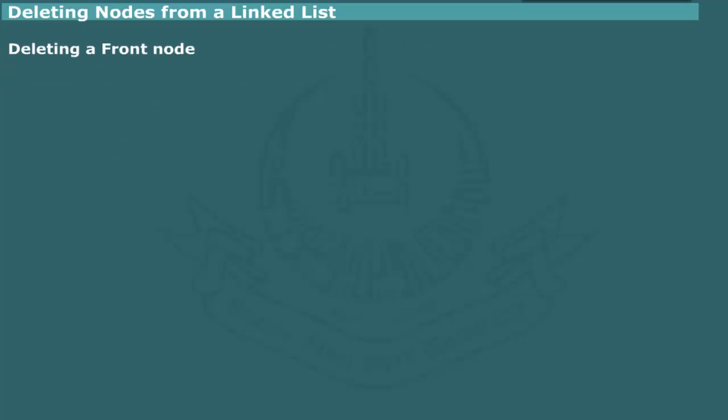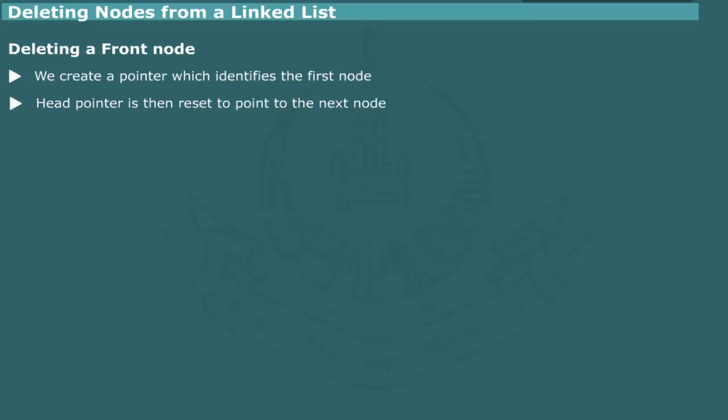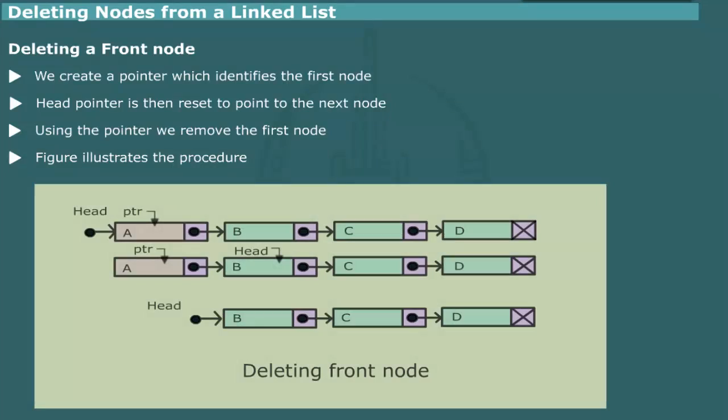Deleting a front node. In order to delete a front node of a list, we create a pointer which is set to identify the first node. The head pointer is then moved to point to the next node. Using the pointer, we remove the first node. The figure illustrates the procedure for deleting the front node of a sample list containing A, B, C, and D.